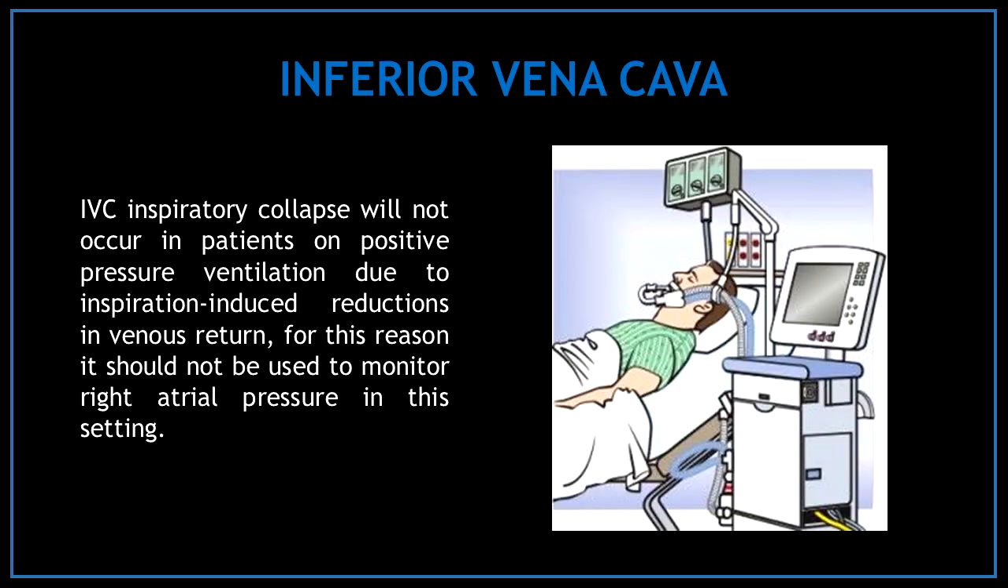It's important to note that the inferior vena cava inspiratory collapse will not occur in patients on positive pressure ventilation due to inspiration-induced reductions in venous return. For this reason, it should not be used to monitor right atrial pressure in this setting.